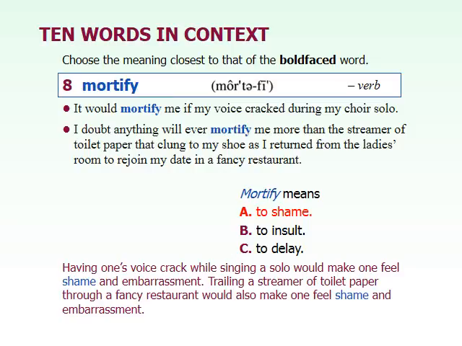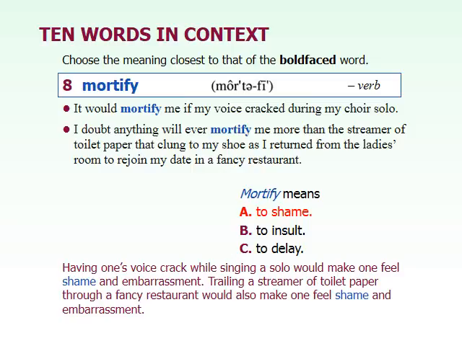So when we say to mortify, it means it embarrassed me to death. Not literally, it didn't kill you, but it made you feel so embarrassed that you wish that you were dead. Right? To mortify you is incredibly embarrassing, incredibly shameful.